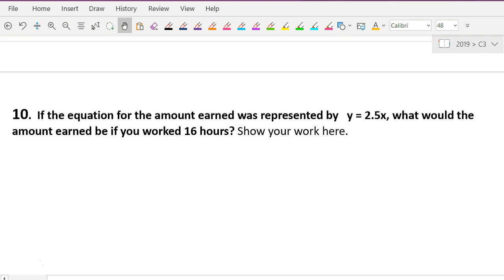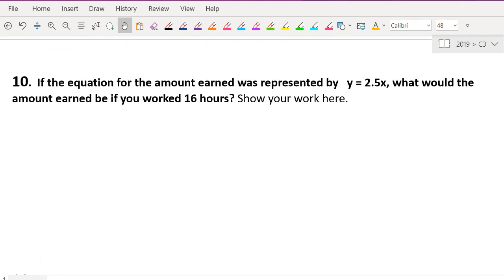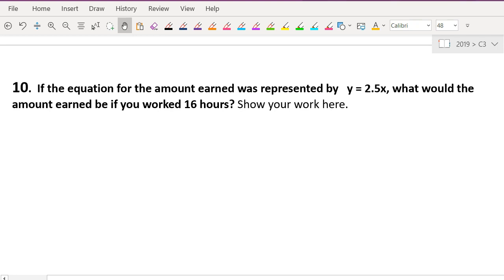Yes. Okay. I put these on a new paper so I have plenty of room to write, but I didn't want to print too much paper for all of you. If the equation for the amount earned was represented by this, how much are they paying you per hour? $2.50 an hour. That's what that means. So when you're studying at home tonight, you're going to write that down. What would the amount earned be if you worked for 16 hours?